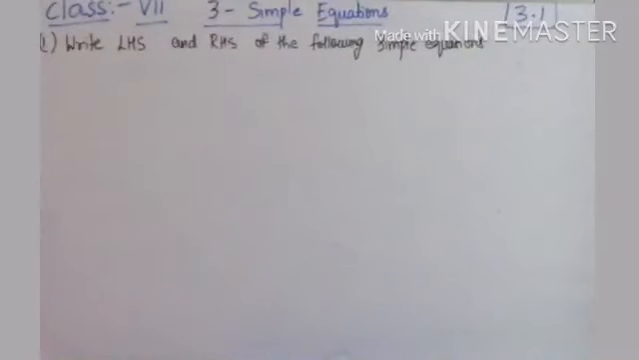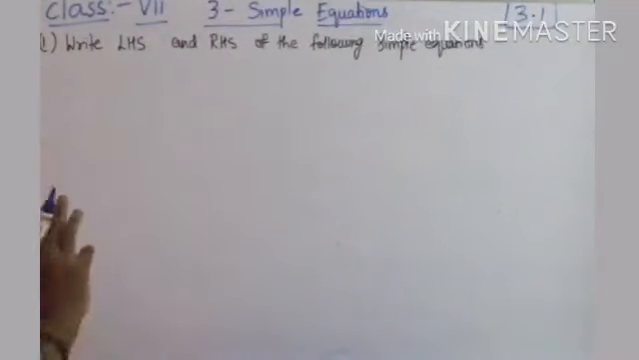In the last video, I have discussed what is an equation, what is a simple equation, how to transpose, with transposing method, without transposing method, trial and error method, all this. Now, in this exercise, in the first bit, write LHS and RHS of the following simple equations.